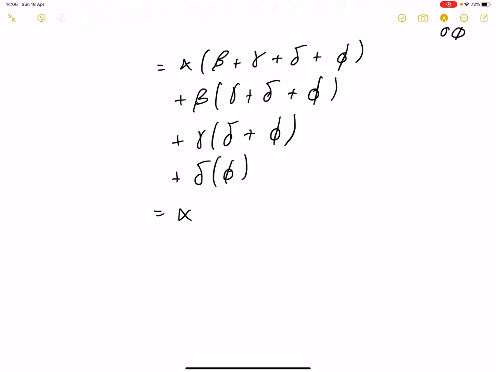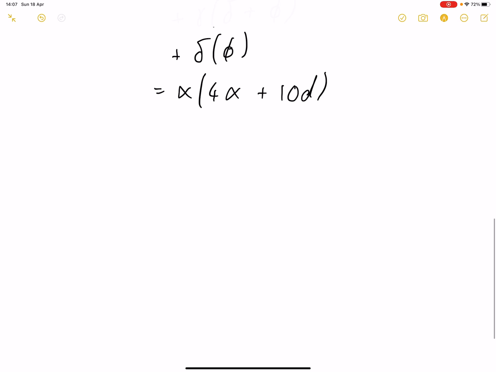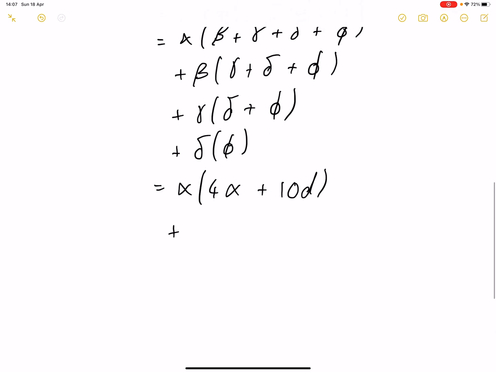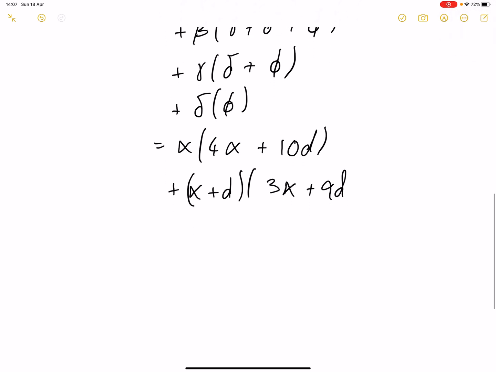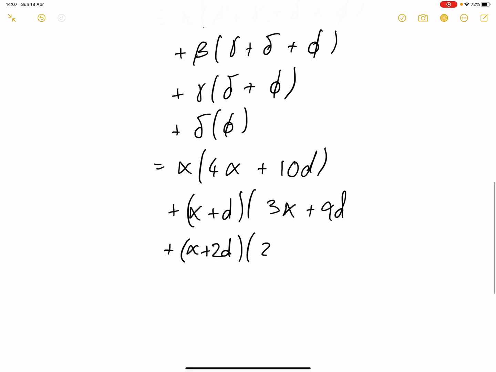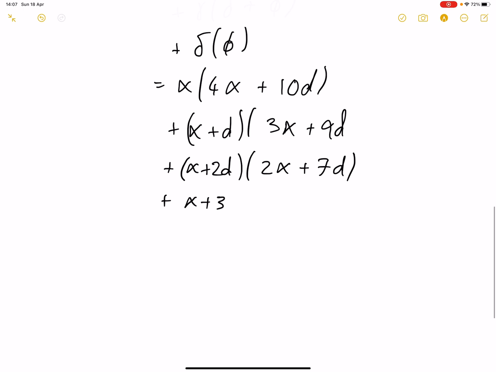And that will be equal to alpha, just stays as alpha, times 4 alphas and 10 d's, plus beta was alpha plus d, times 3 alphas plus 9 d's, because we're only missing the d here from our full set, plus alpha plus 2d times 2 alpha plus 7d, plus alpha plus 3d times alpha plus 4d. And that will be all we have.